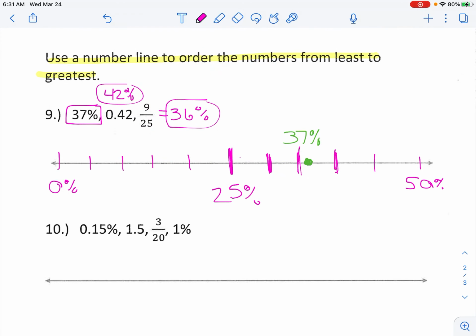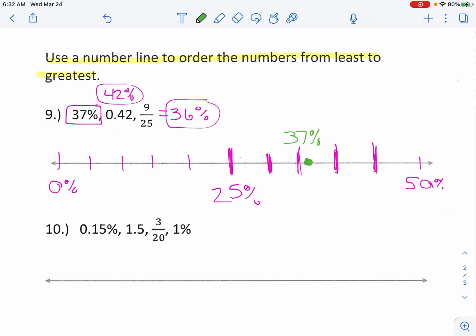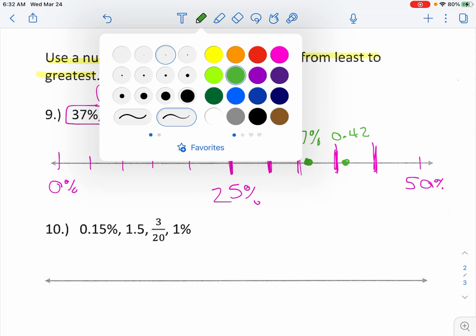So 42%. So 25, 30, 35, 40. This is 40. This is 45. Go back to the green. So 42% would be about right here. Now, the problem that was given to me is 0 and 42/100, so that's how I'm going to name it. 0 and 42/100. And then the last one was 36%, which is going to come right before 37%.